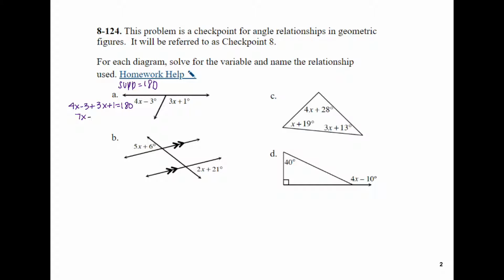So 7x minus 2 equals 180. Use my inverse operations. 7x is equal to 182. Divide by 7, and I get x is equal to 26 degrees.